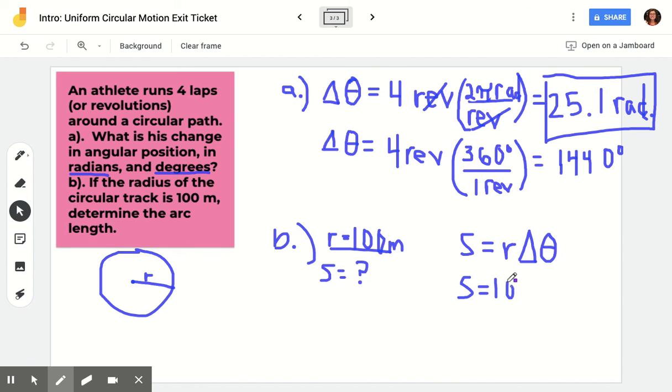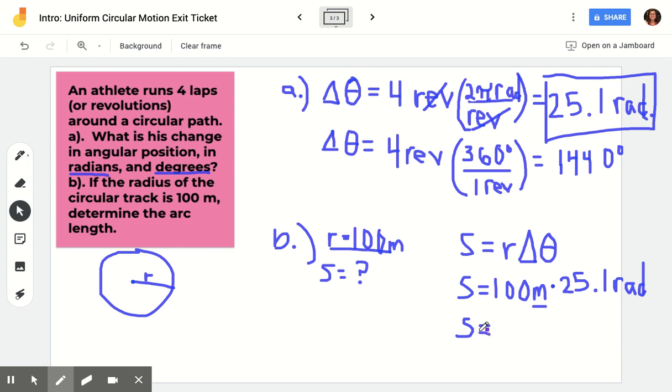So we're going to take 100 meters and multiply by 25.1 radians. Radians are an implicit unit, so we multiply by meters. We'll be left with just meters, which is exactly what we want.